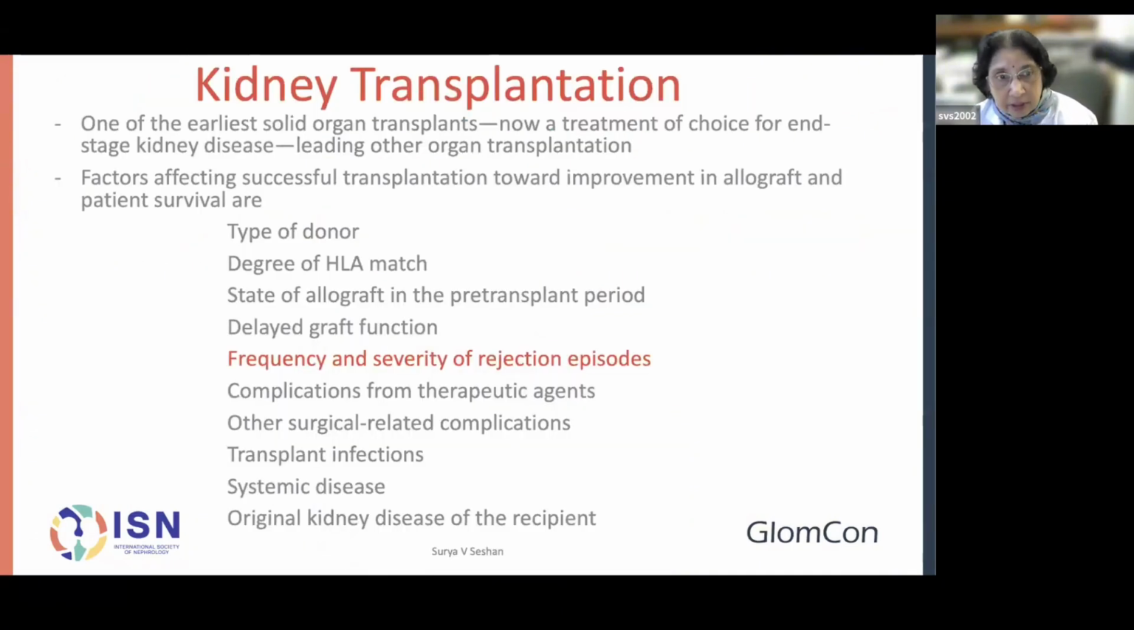Today, the topic will be kidney transplantation, one of the earliest solid organ transplants, which is now the treatment of choice for end-stage kidney disease. And this has led to other organ transplantations later on. There are multiple factors that affect successful transplantation towards improvement in allograft as well as patient survival. These are most of the factors that could affect it, but today we will restrict ourselves to transplant rejection.